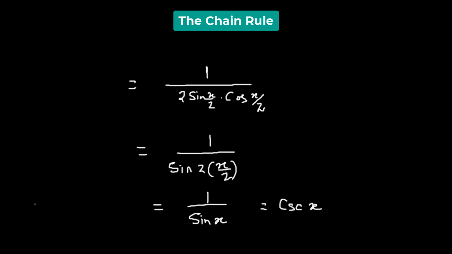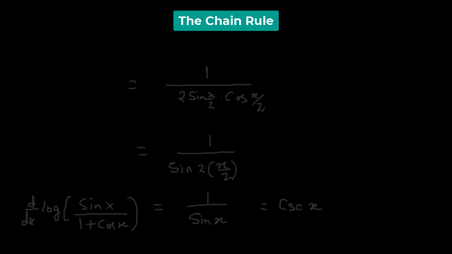So that means the derivative of the given function, which was log of sine x over 1 plus cosine of x, is simply equal to cosec x. So let's move on to the next question.